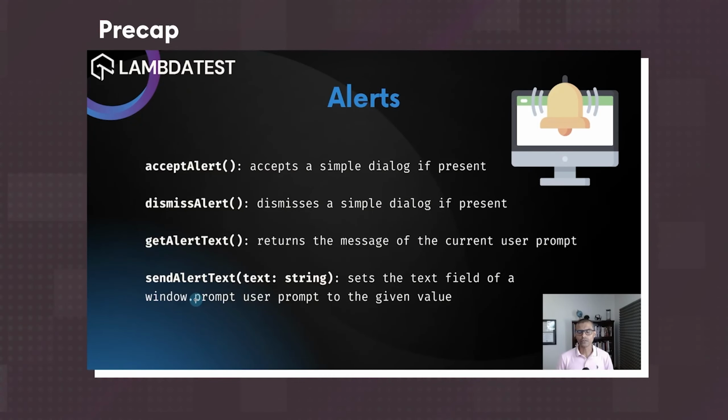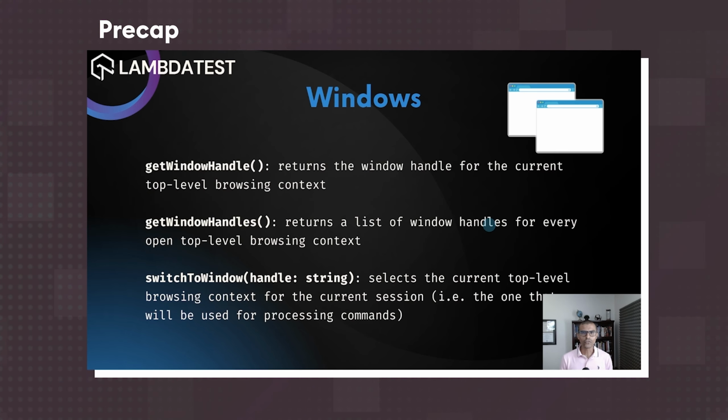So in this video, I want to talk to you guys about alerts. And there are different things that we can do with alerts. Typically, you can either accept an alert, dismiss an alert, or get alert text. What happens when there are multiple windows open? Then the WebDriver needs to know which window it needs to send the commands to. So we're going to learn how to get the window handles and how to send commands to different windows.